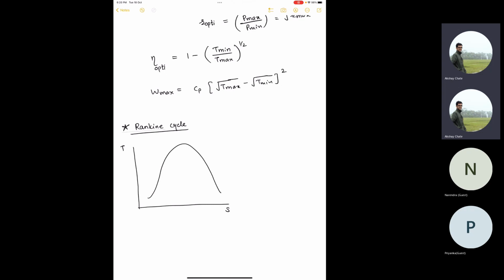So if you plot a typical Rankine cycle, one second.